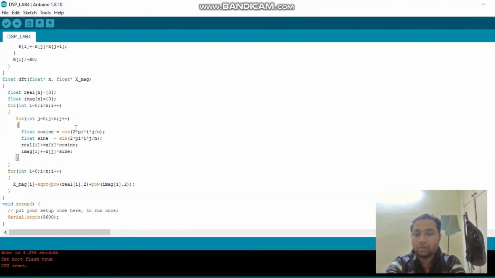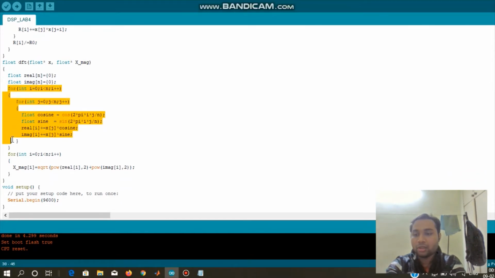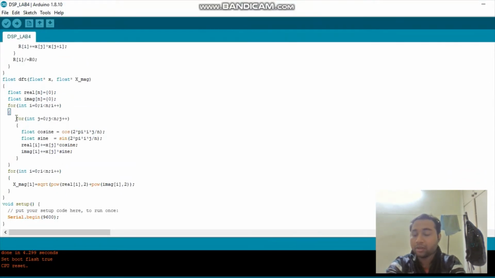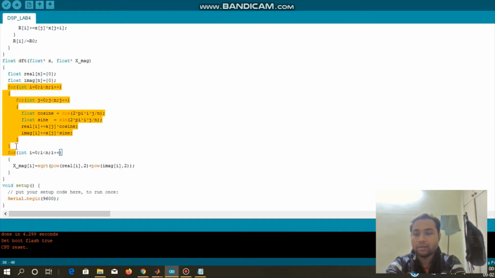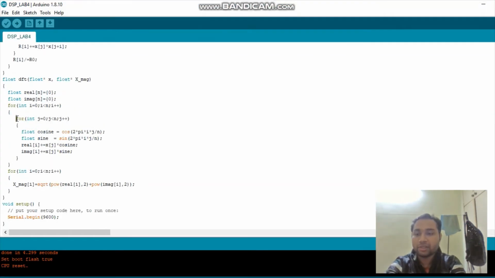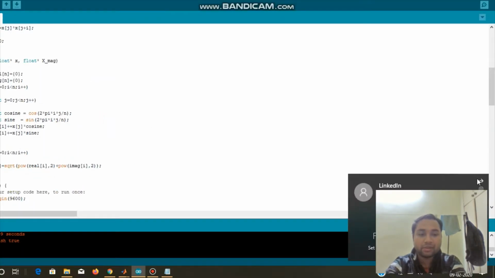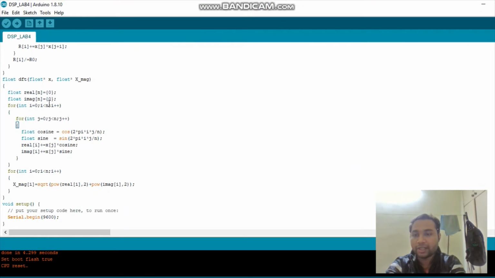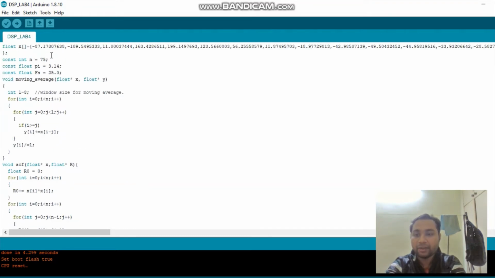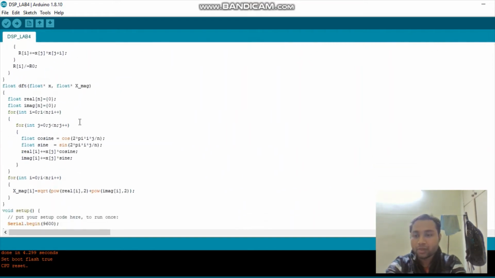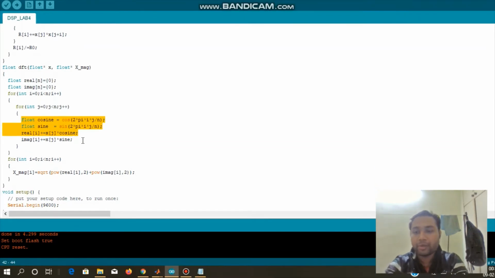This is the second loop. This is the loop for small k, that is the samples in our frequency domain, and this is for small n, that is 0 to N minus 1. As you have seen, as we have taken capital K equals capital N, we are taking N in both the loops. Here small n is our total number of samples that we have taken, that is 75 in our case, and the sample frequency is 25. So now going ahead, we will see how we will implement it.